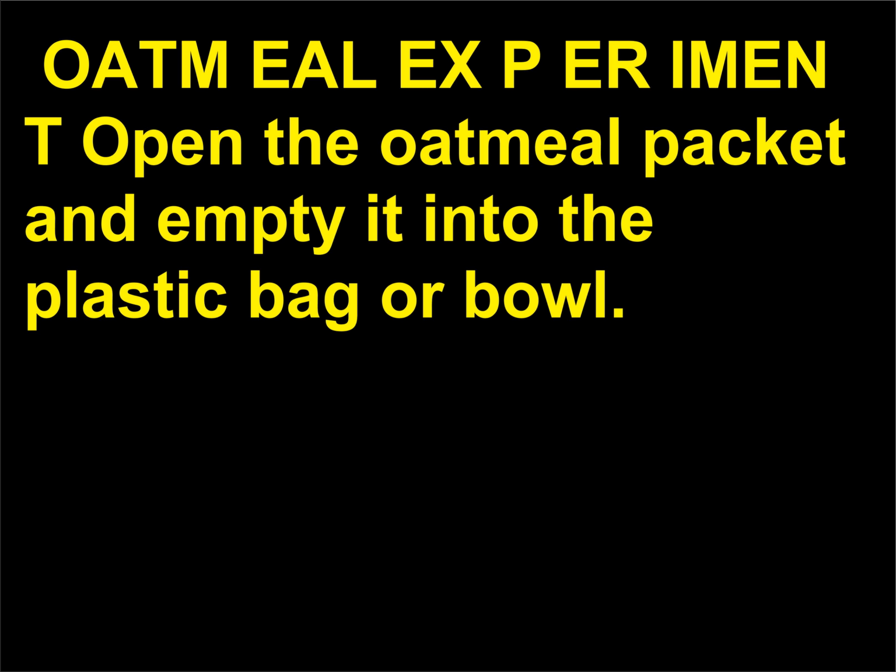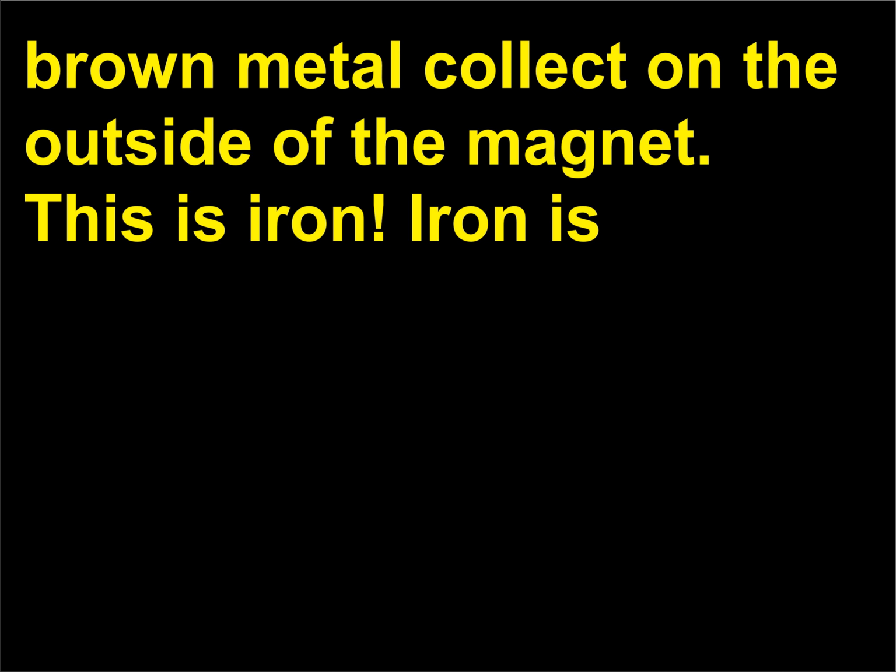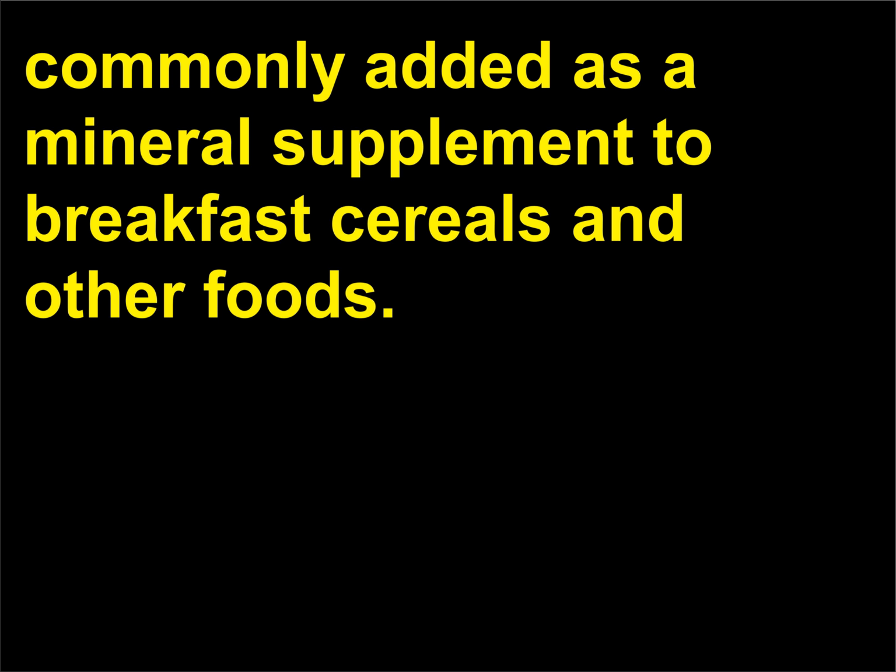Oatmeal experiment. Open the oatmeal packet and empty it into the plastic bag or bowl. Stir the oatmeal with the magnet. You should see small amounts of gray or brown metal collect on the outside of the magnet. This is iron. Iron is commonly added as a mineral supplement to breakfast cereals and other foods.